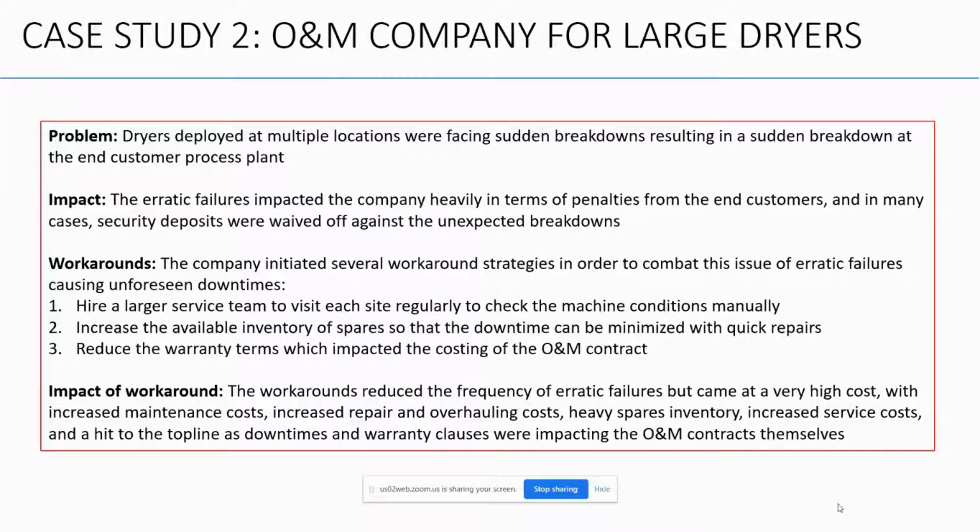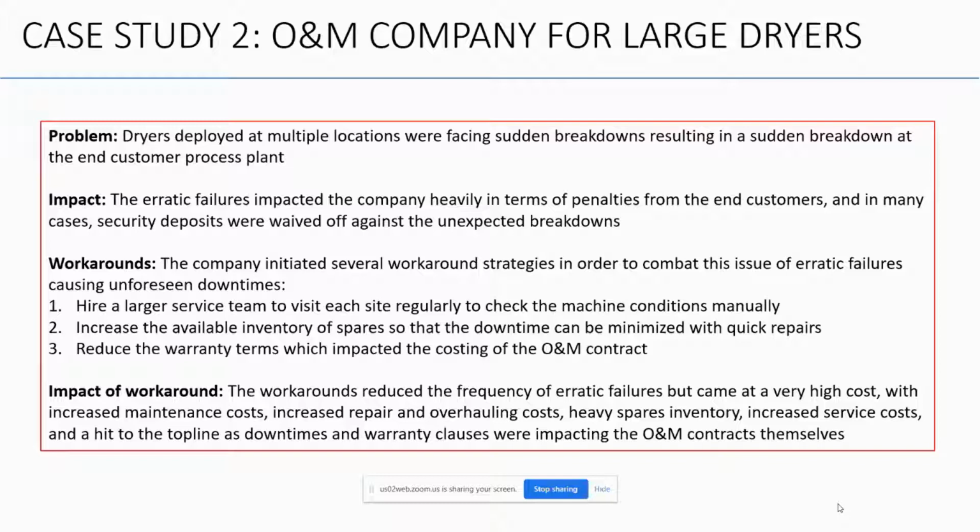for this O&M company. And this is fairly typical for most O&M companies, where O&M is about providing uptime and providing the output of that equipment rather than just providing the equipment itself. So that makes it more important to have reliability as an important part of this equipment. So this was the problem.